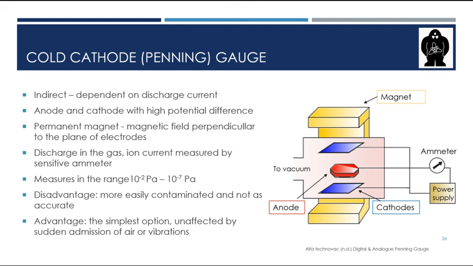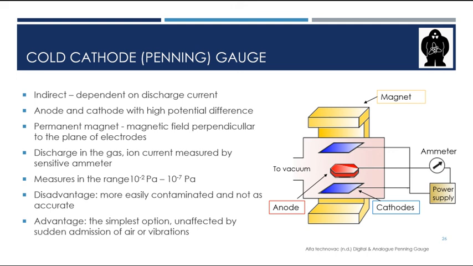The magnetic field constrains them to move in a helical path. Therefore, they spend more time in the space between the electrodes. Those electrons then have a high chance of ionizing any remaining gas molecules. The cycle is then repeated. The very sensitive ammeter measures the ion current, which is translated into pressure. This gauge measures from 10^-2 pascals to 10^-7 pascals, which is higher vacuum than the Pirani gauge.